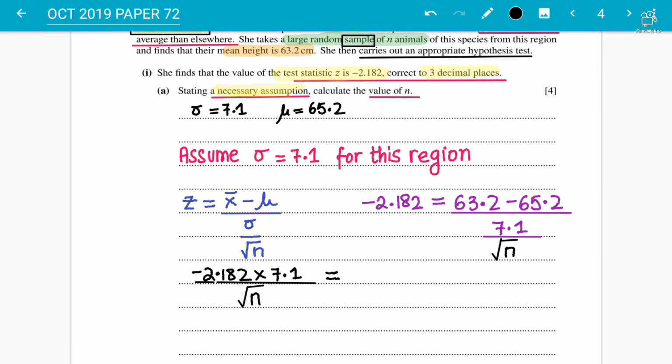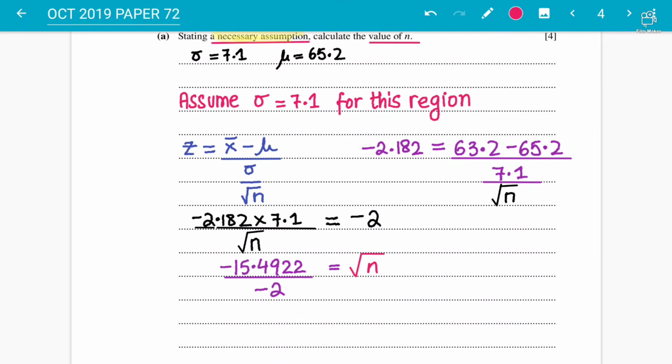This is equal to 63.2 minus 65.2 on the calculator. I got negative 2 here, so I can change the places after multiplying. Minus 2.182 multiplied by 7.1, I got negative 15.4922. This will be divided by minus 2 because square root of n will be coming here. I placed square root of n here, students, and whatever answer comes, divided by negative 2, I'm getting 7.7461 equals square root of n.